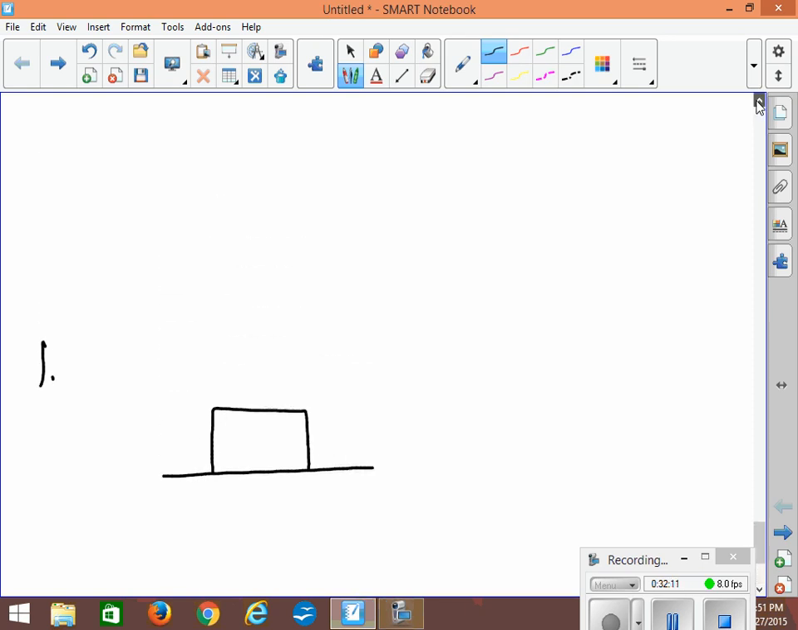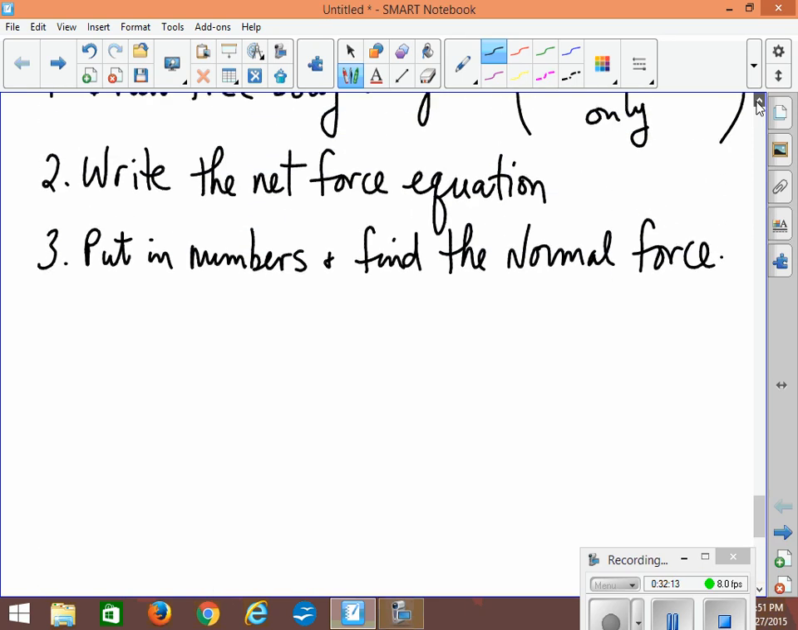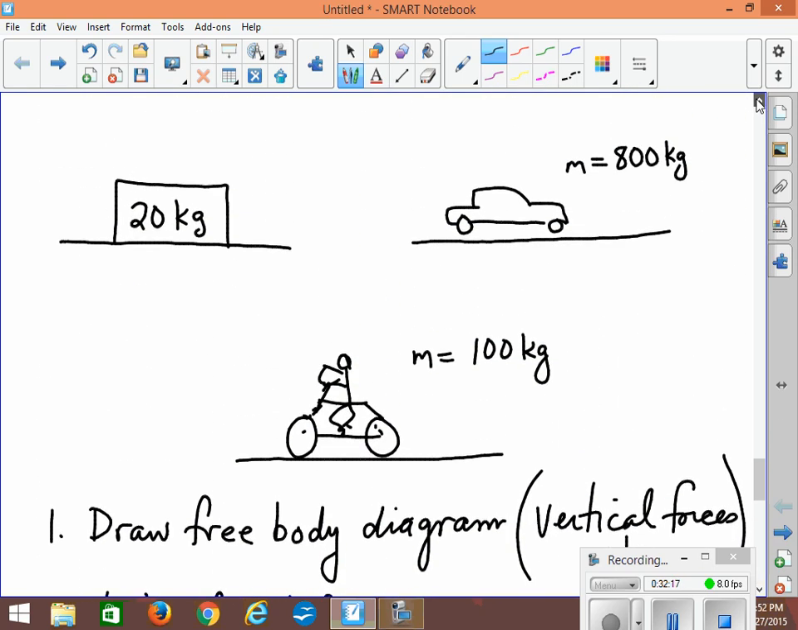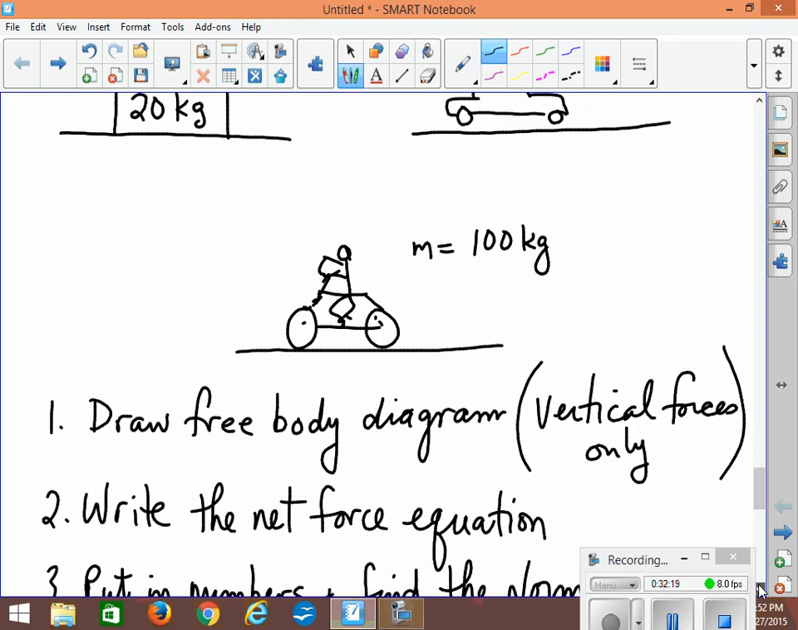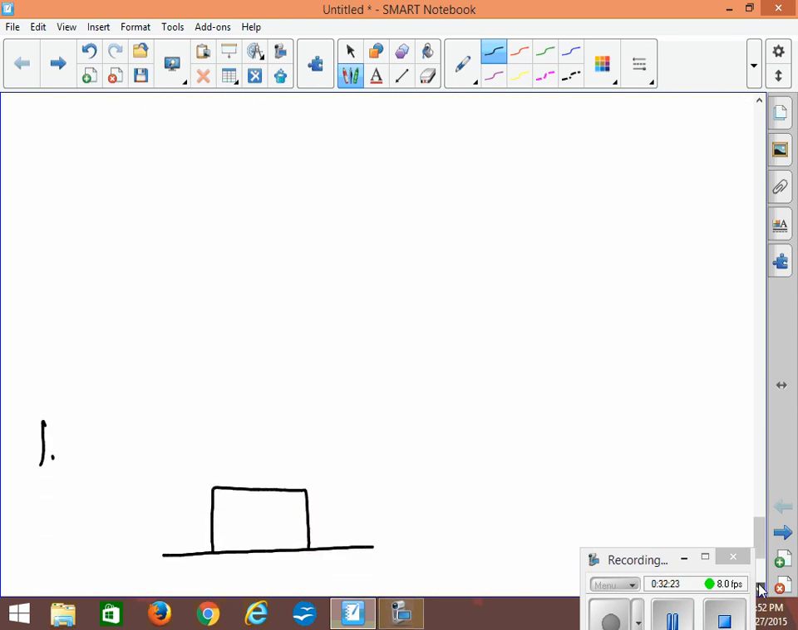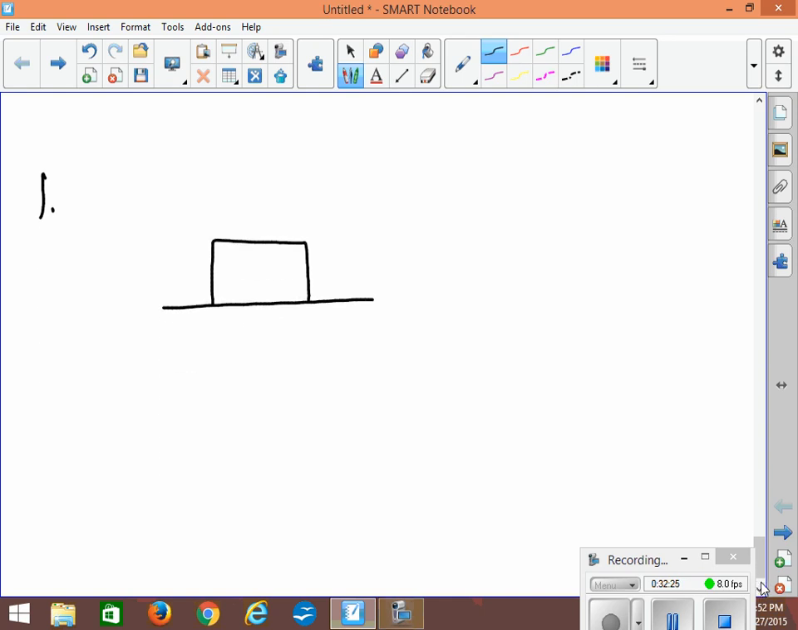And I have to go back and check because I forgot the mass of that object. I thought it was 20 kilograms. There it is. So 20 kilograms. So we're going to put 20 kilograms in the box to show its mass. Right? 20 kilograms. So the first part said draw the free body diagram with the forces.